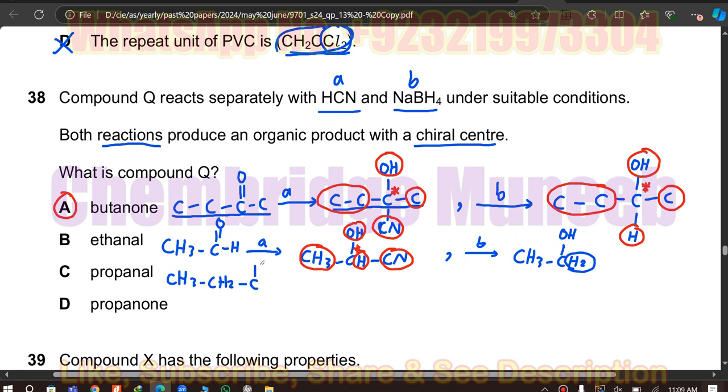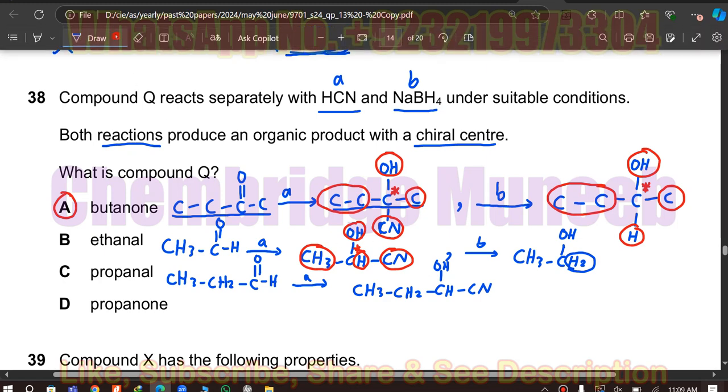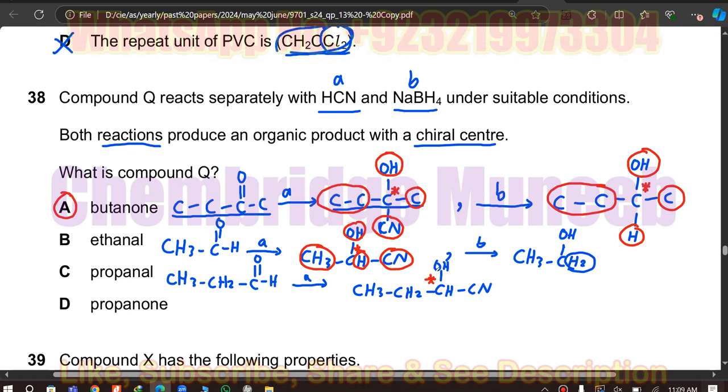And with propanal, the structure is CH3CH2 carbonyl group and hydrogen. When it is reacted with the HCN, it will convert into CH3CH2, and this carbonyl group will become the alcohol group. Hydrogen will be there along with CN. Now on this carbon, we again get a chiral center. The chiral center is present here because it has OH group, hydrogen, CN, and ethyl group.